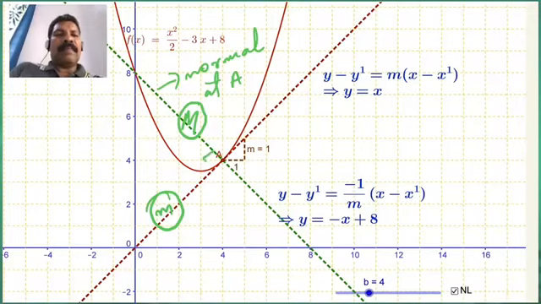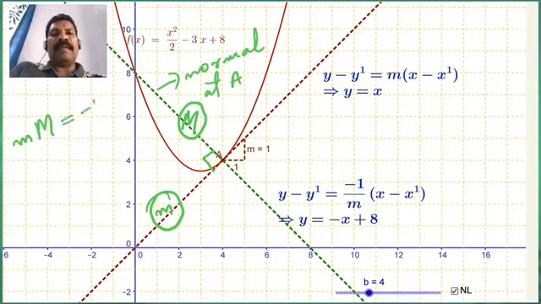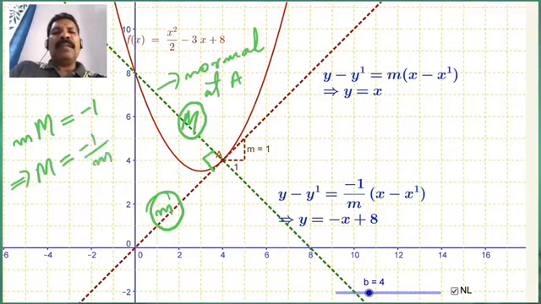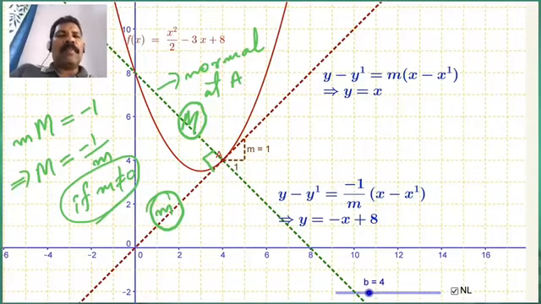Then these two lines are perpendicular. Normal is perpendicular to the tangent. Then there is the relationship m into M, the product of their slopes should be -1. That you learned already in 11th class geometry. So using this, you can compute the slope of the normal as -1 by m, if m is not equal to 0. That's very important. Otherwise we can't divide by 0. So we can find the slope of the normal using this formula -1 by m.